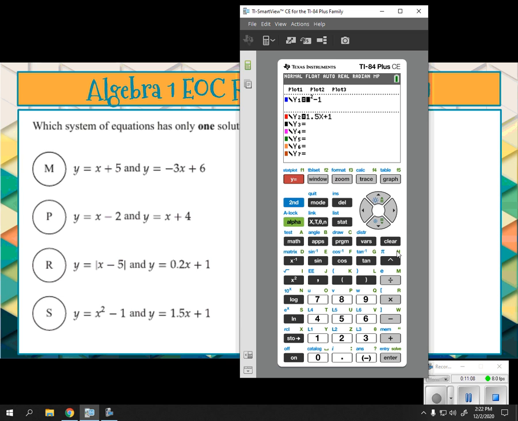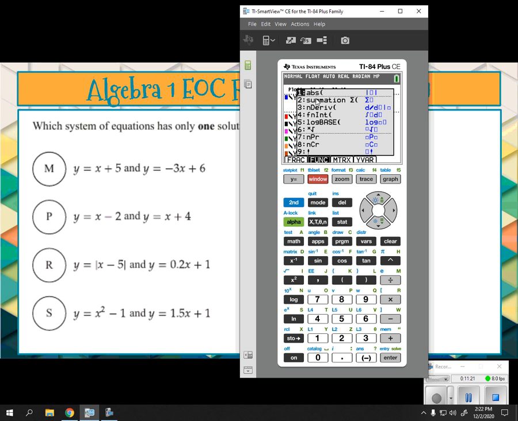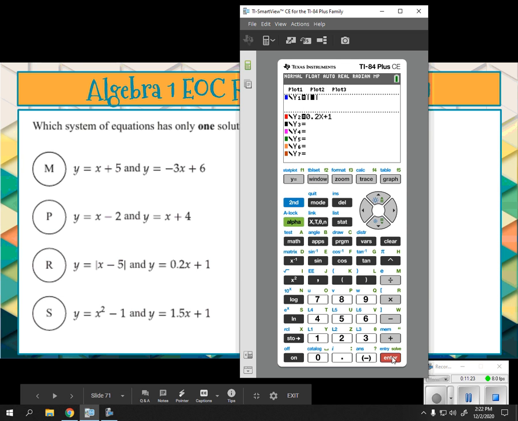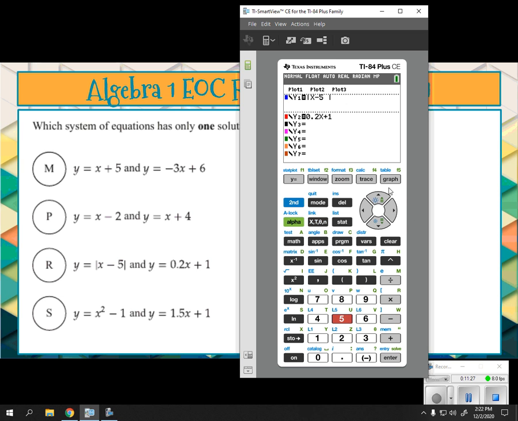Now I need my absolute value. So I'm going to hit the green button and then the window button, and there it is, absolute value, abs. And I want x minus 5 inside, and I'm going to graph that. Definitely crosses more than one time.